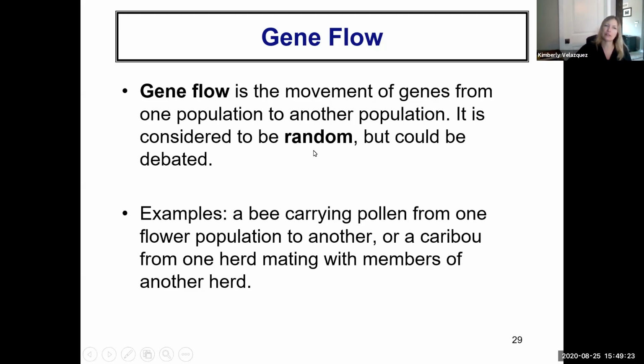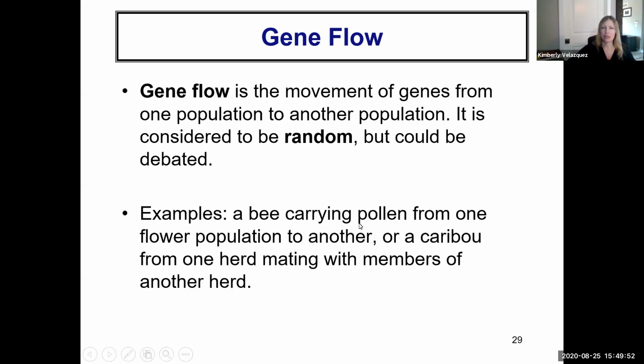Okay, so the reason this can be debated whether gene flow is random or not is because maybe only certain individuals can make it to the next population. So maybe that gene moved there because this guy had some ability to go over there and intermingle with the other population, whereas other animals or plants or whatever couldn't make the journey.